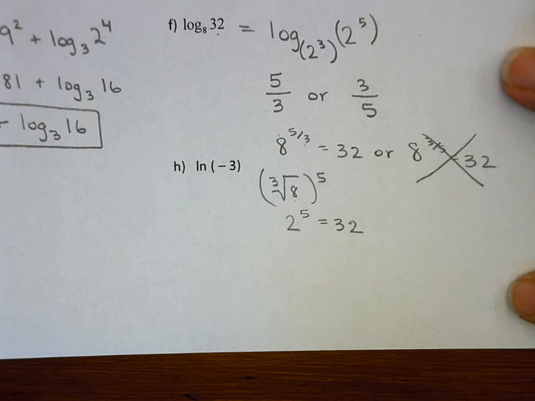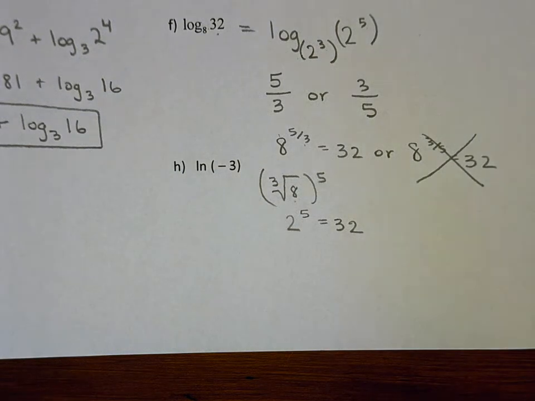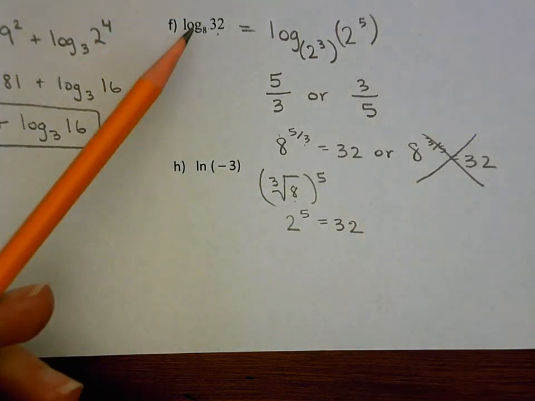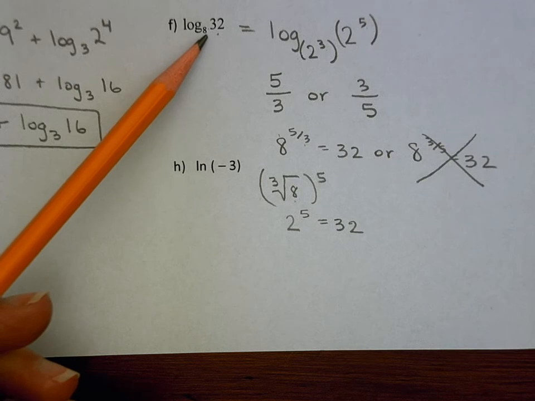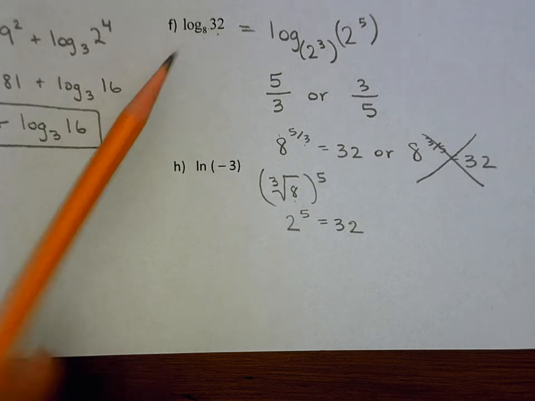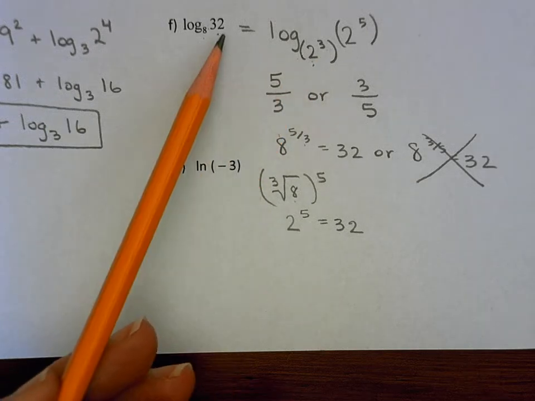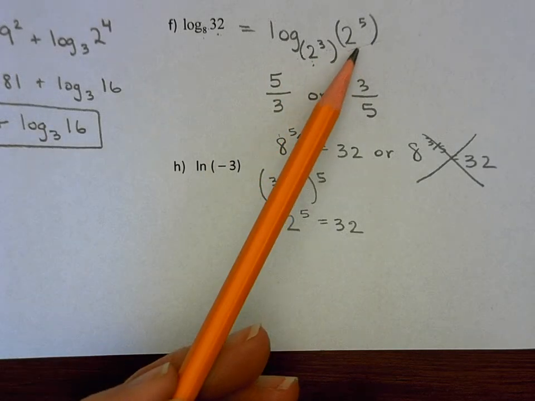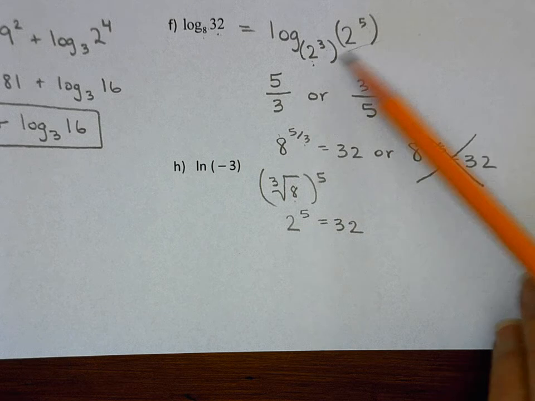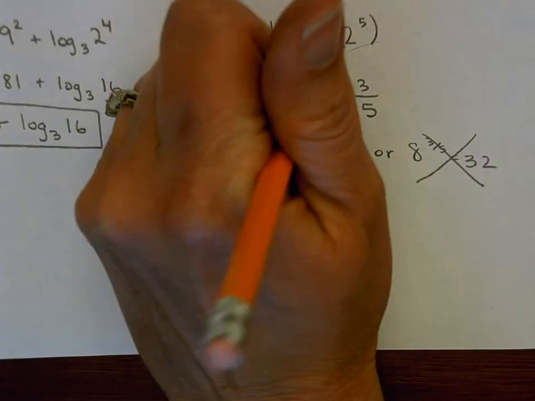Okay, let me say this one more time. I'm trying to figure out what power I need on 8 to be a 32. I know that 8 is the same thing as 2 to the 3rd, and 32 is the same as 2 to the 5th. So they have the same base, so there's something going on with these powers here.